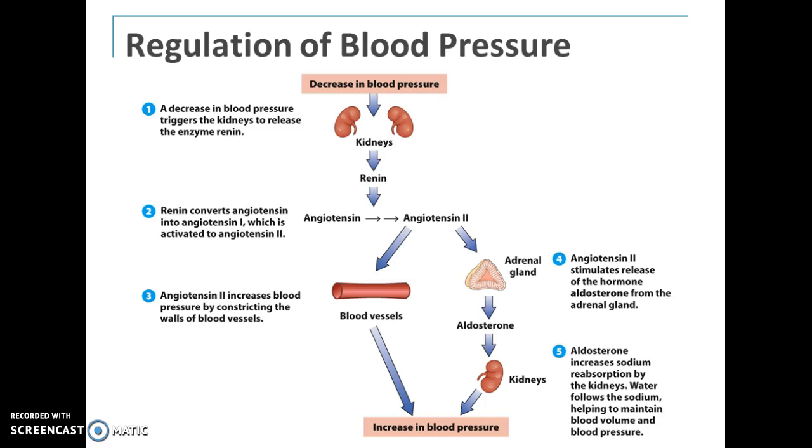Electrolytes also help regulate blood pressure. A decrease in blood pressure triggers the kidneys to release the enzyme renin. Renin then converts angiotensin into angiotensin 1, which is then activated to angiotensin 2. Angiotensin 2 increases blood pressure by constricting the walls of the blood vessels. Angiotensin 2 stimulates the release of the hormone aldosterone from the adrenal gland, and aldosterone then increases sodium reabsorption by the kidneys. Water always follows the sodium, which helps maintain blood volume as well as blood pressure.